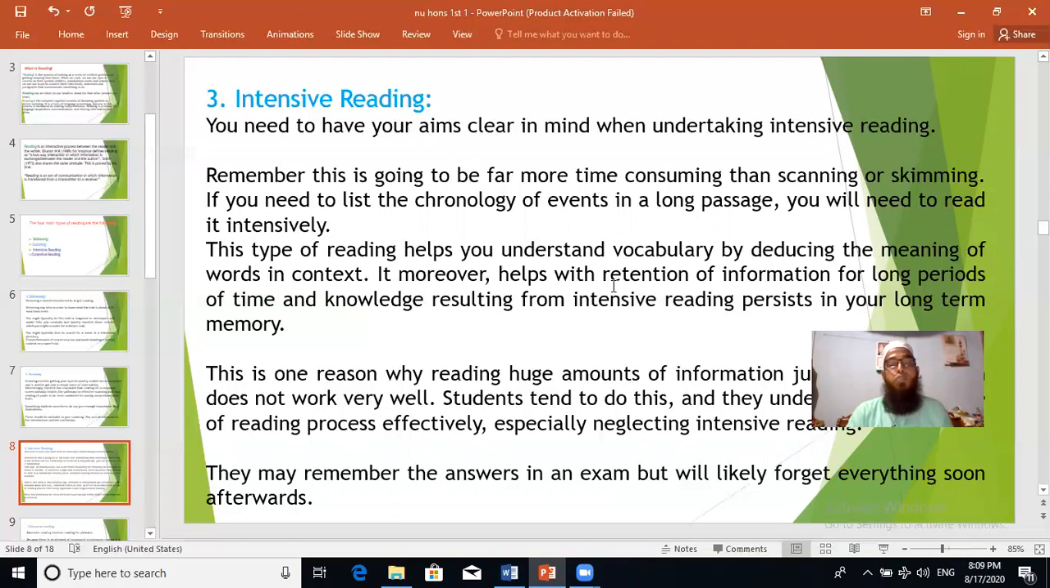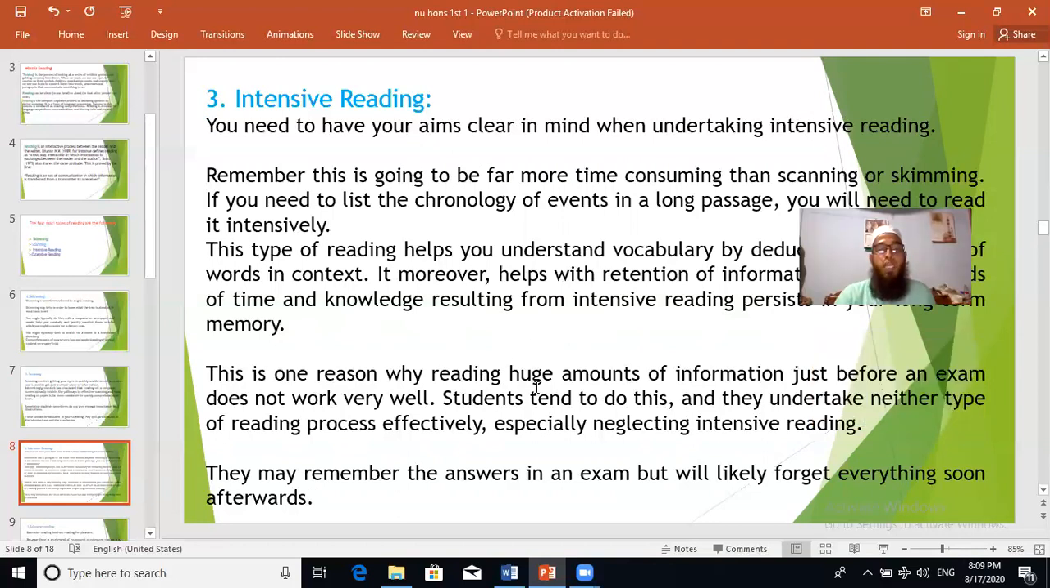It moreover helps with retention of information for long periods of time, and knowledge resulting from intensive reading persists in your long-term memory. Have you got the meaning? It means that through intensive reading, the information we receive or the knowledge we gather remains in our memory longer than with skimming or scanning.